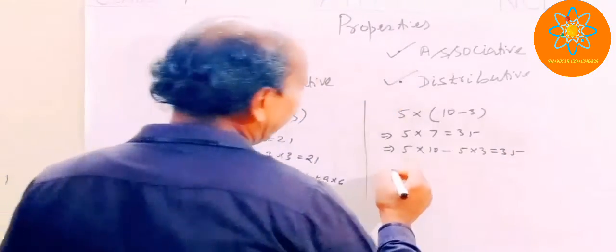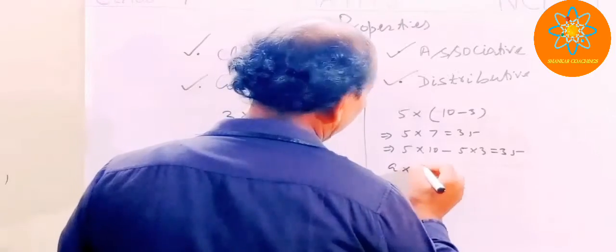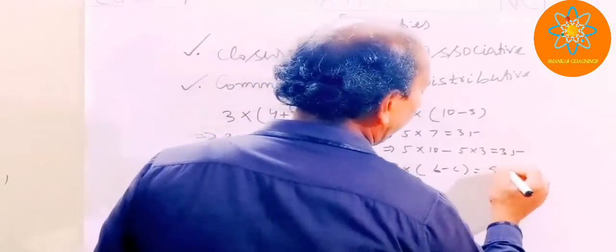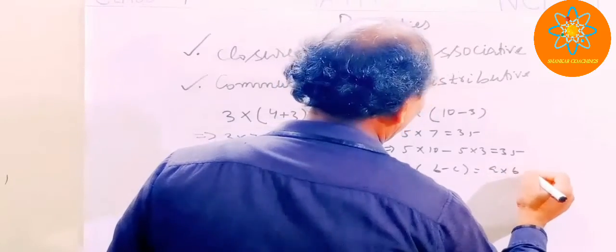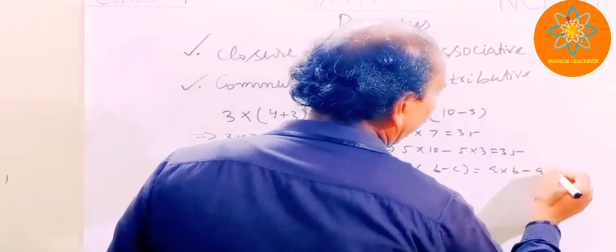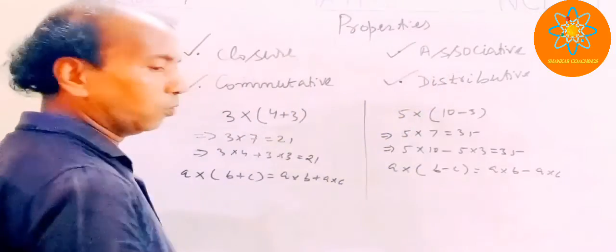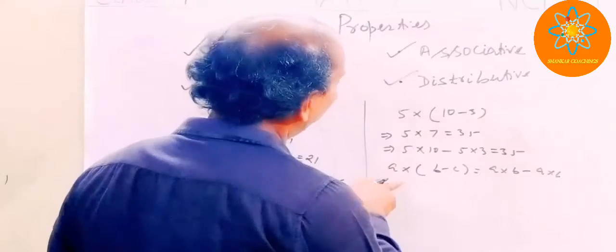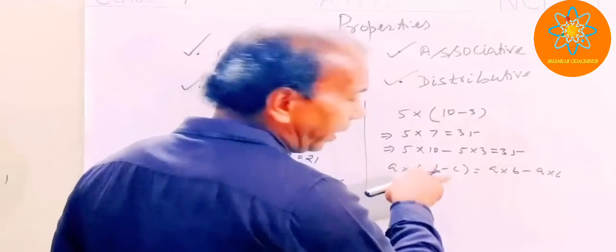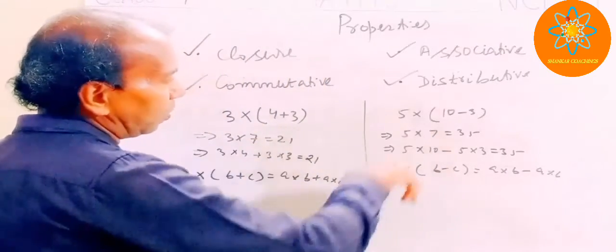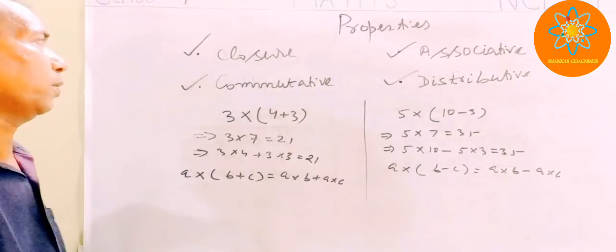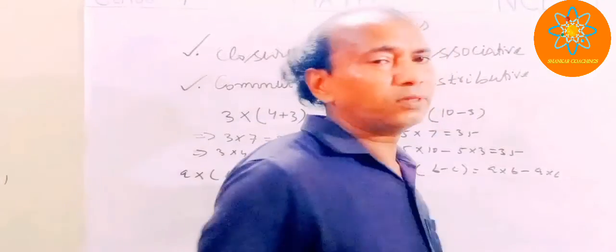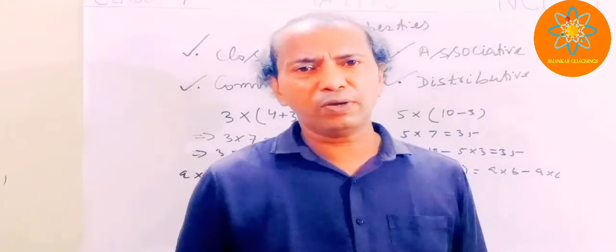So I can write in general in this way: A cross (B minus C) is equal to A cross B minus A cross C. So I can say that this is the distributive property of multiplication over subtraction. So this is all about the distributive property. Hence all the properties are over. Now the chapter on integers is over.